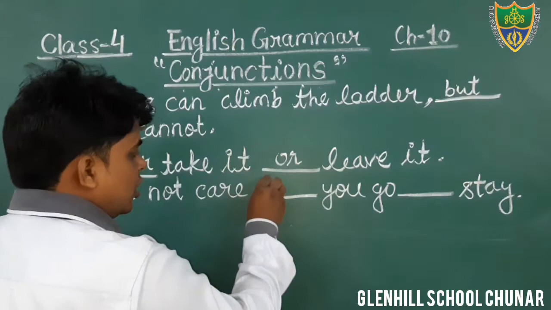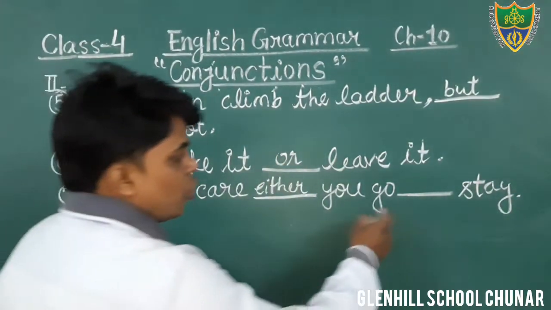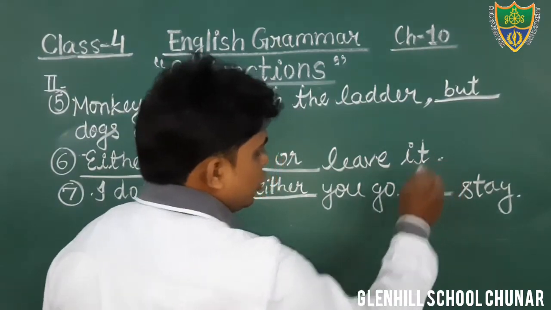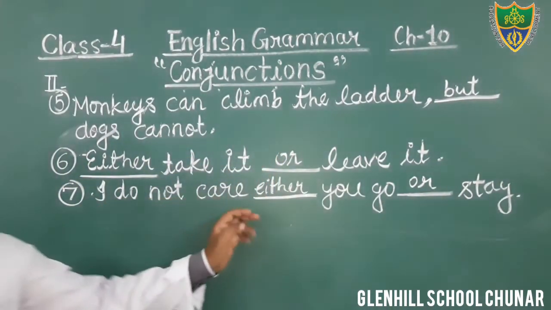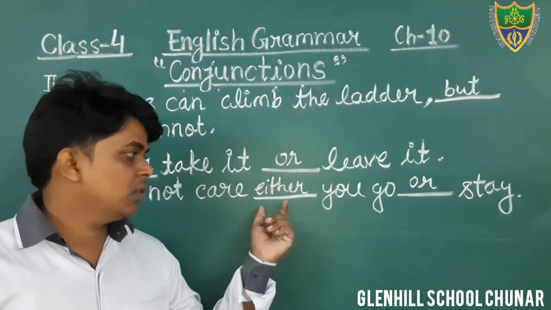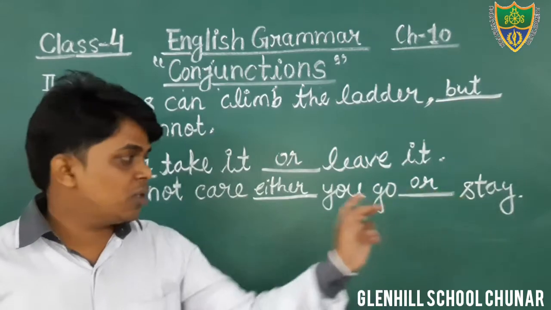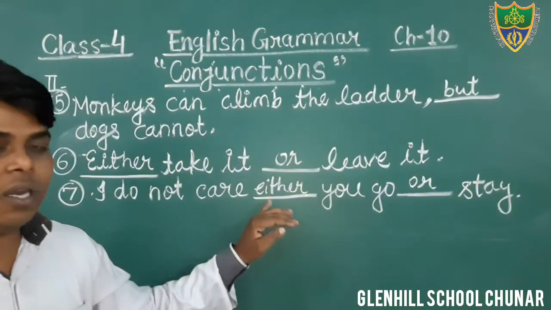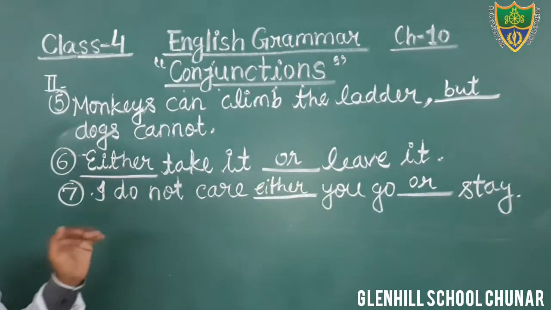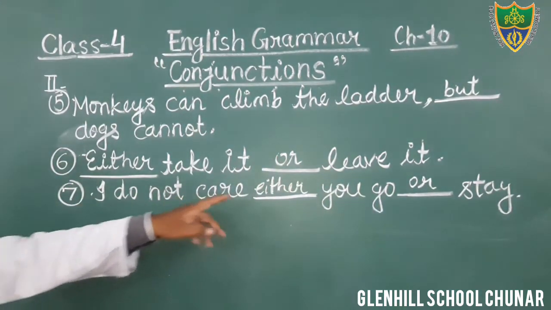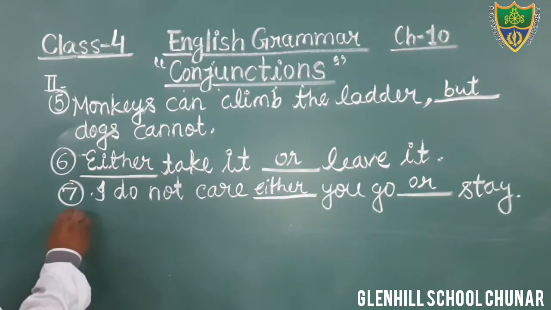Either you go or stay. Yes, then that is the suitable conjunction. Just see, I do not care either you go or stay. In these two blanks, we will fill either or. Okay, that is also a conjunction. I do not care either you go or stay. That is the correct sentence. Come to the next question.